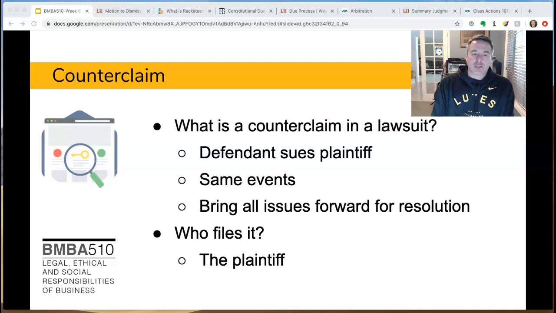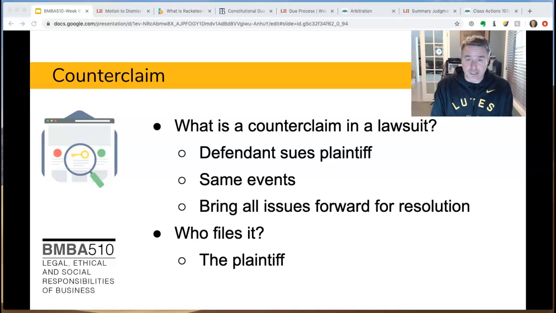So it does require the same events. It involves the same events. It can't be some other random dispute that they have. That would have to be in another case. It has to be a claim connected to the same set of facts that the plaintiff filed about.